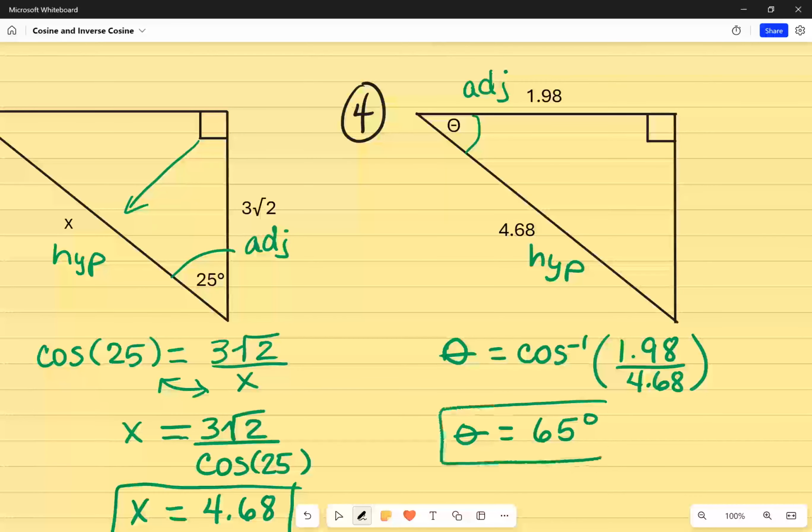That's rounded. And like I said, this was already 25 degrees, and these are the same triangles. So that was 25 degrees, and so I need to find the complement, which will give me 90 degrees. So 65 plus 25 is 90 degrees.